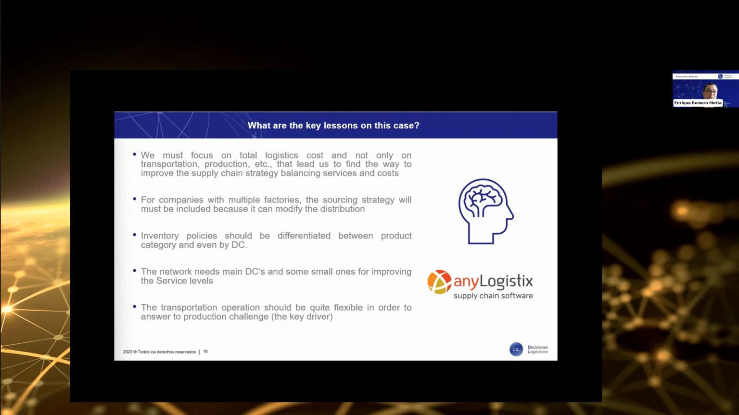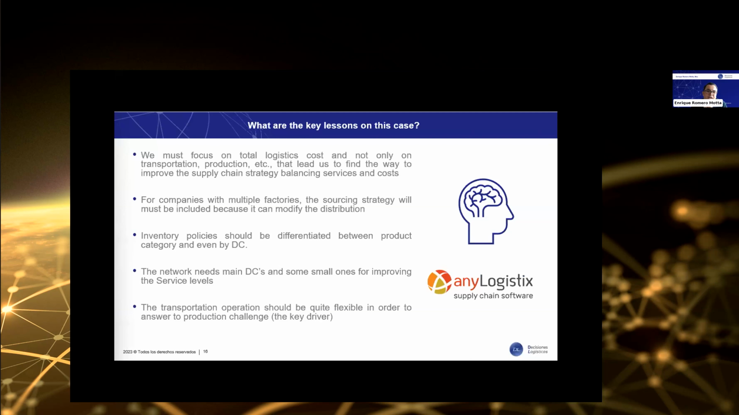First of all, try to focus on total logistics costs and not only on transportation and production. That lets us find a way to improve the supply chain strategy, balancing services and costs. That's quite important, focusing in this case on the total logistics cost, take into account that.